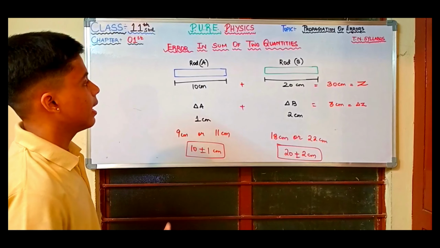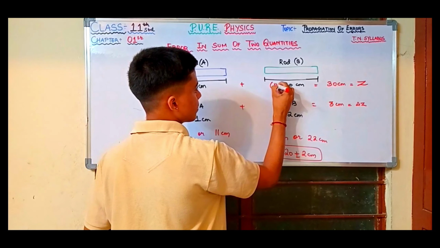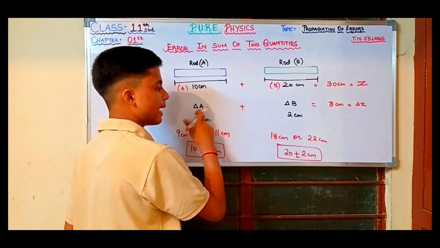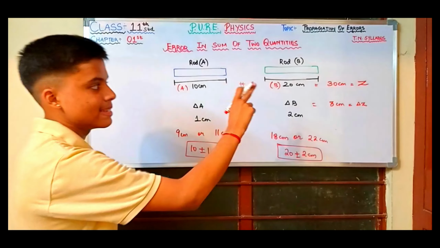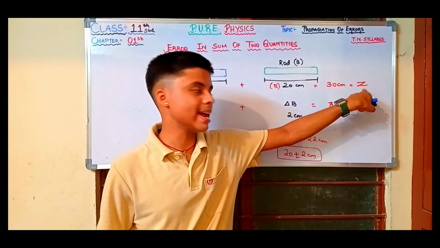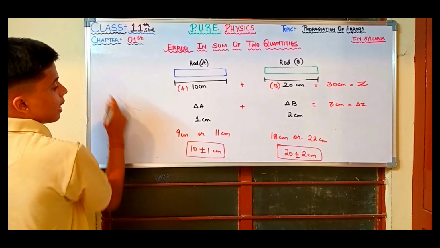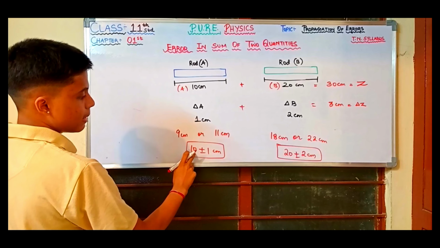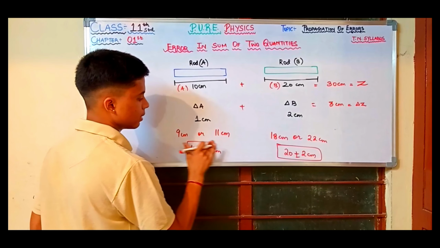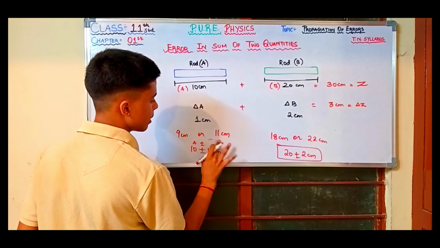And now I'm going to take this 10 centimeter as A and this 20 centimeter as B. Now I'm adding A plus B and delta A plus delta B to get Z and delta Z. So now I need to represent this delta Z and Z. How do I represent it? I represented 10 plus or minus 1 centimeter for the length of rod A, which is nothing but A plus or minus delta A.